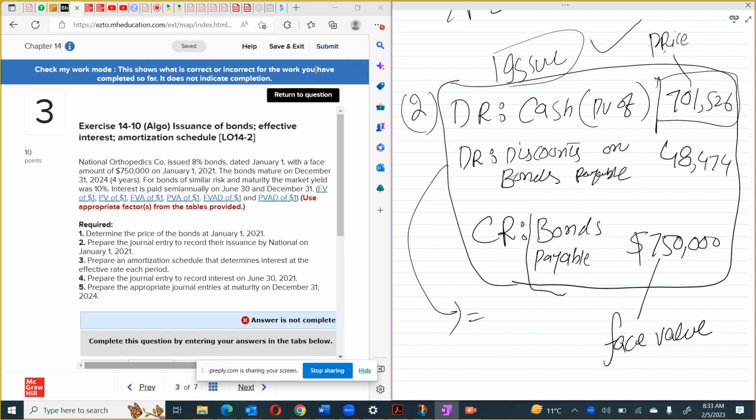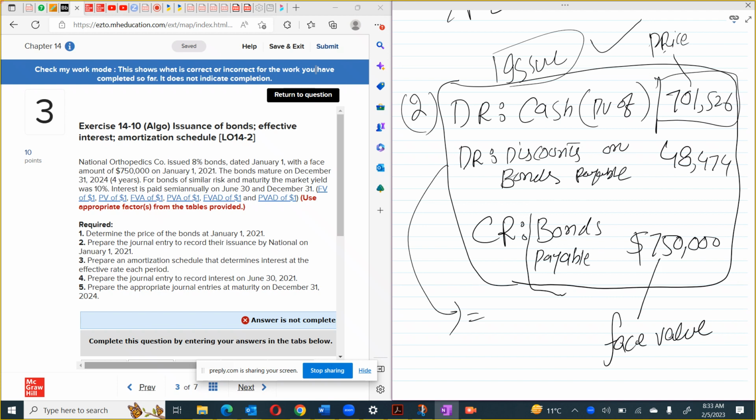35533 divided by 6 will be equal to 5922. So this means you will record 5922 every time. Yes.